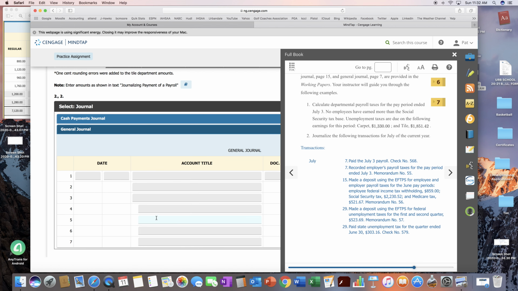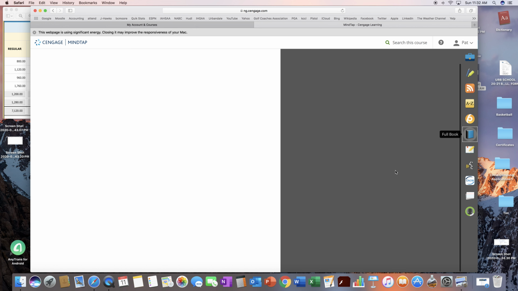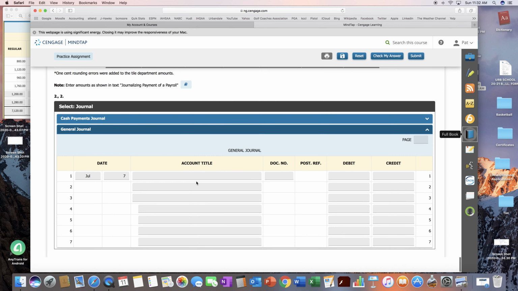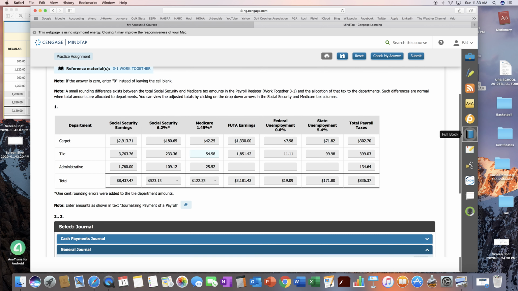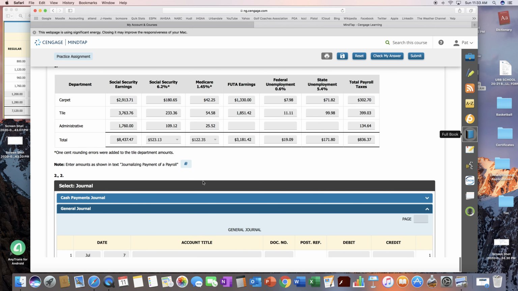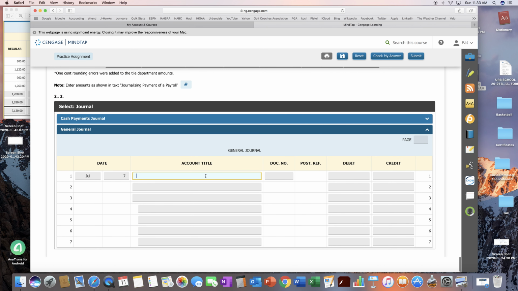So you go down to the general journal, and again, you're going to do July 7. Again, it's saying record employer payroll taxes, all right? And so where are we finding these? We have employer payroll taxes, and where we're finding these total payroll taxes is the Social Security, Medicare, unemployment that we found, but we're going to have to do it for each department. So we're going to have carpet, tile, and administrative, and these totals. So we're going to call this payroll tax expense.